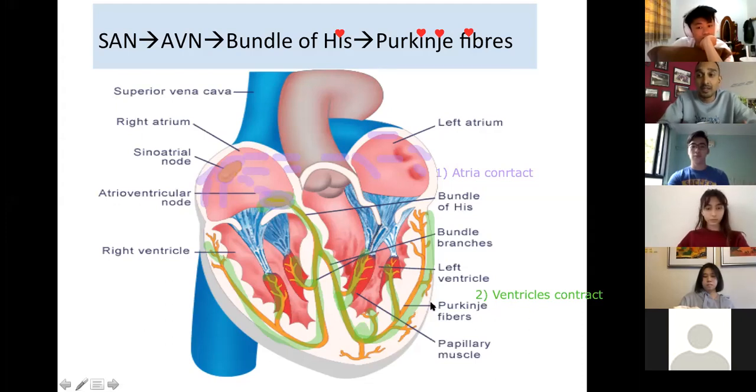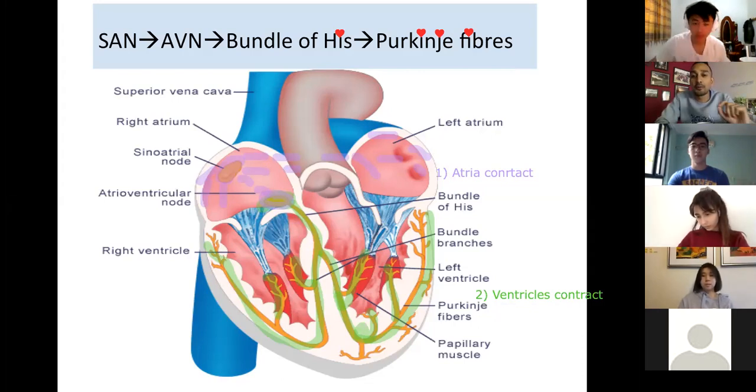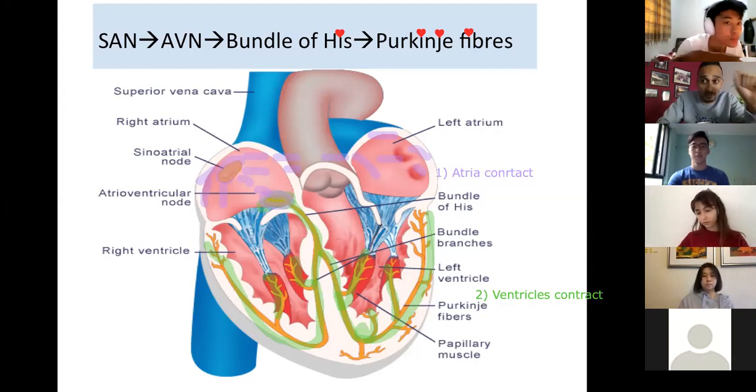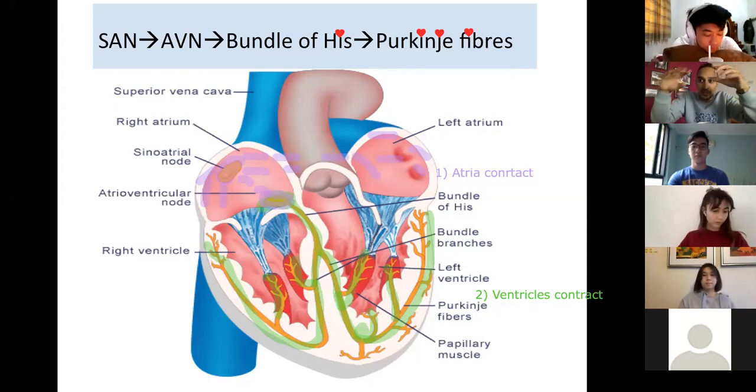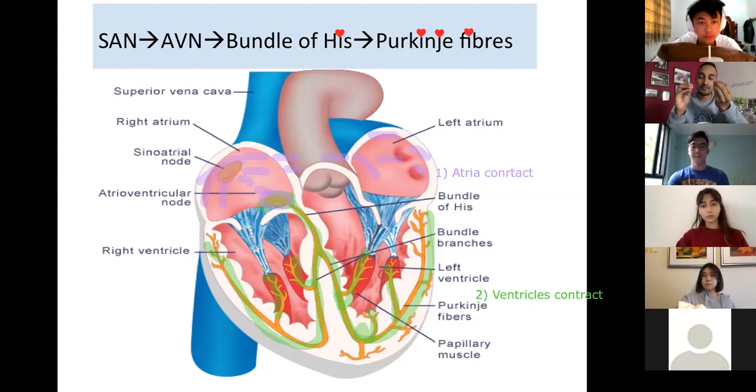Why is this important? Because you don't want the entire heart just going poof, all at once. Because then blood is just going to go all over the place and you don't have unidirectional pumping. So one really important part of having these two control centers, one being the beginning one, the SA node, is that you have a slight delay between when the atria contract, a small delay while the signal gets to the AV node, then the AV node sends the signal and the ventricles contract.